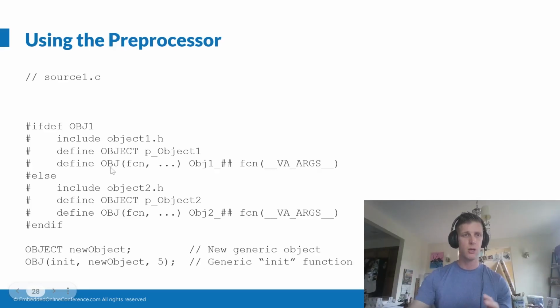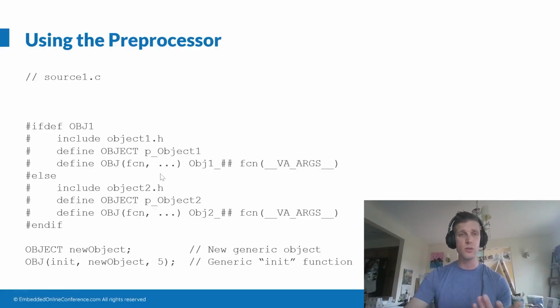So it'll look for the obj parentheses, which indicates that we're trying to call a function. And the first thing it's going to do is use the two pound signs here to form a concatenation, right? So it's going to see this code here, and it's going to replace this whole thing with, if object1 is defined, object1 underscore combined with whatever function names. That's the first argument here in this little list.